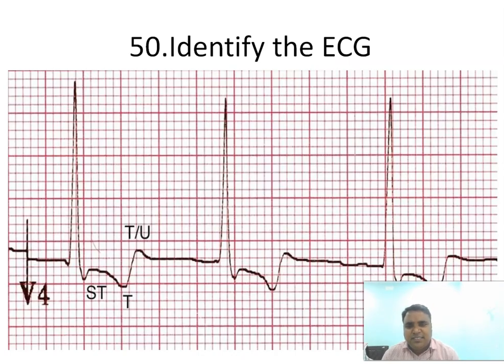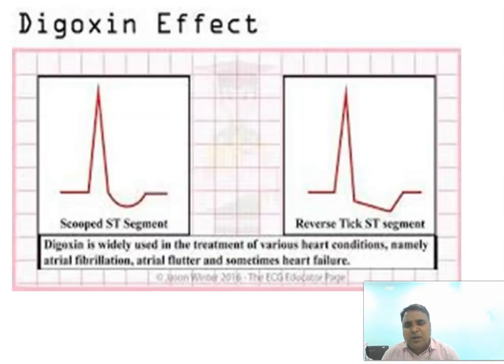Next, identify the ECG. What are we getting in this ECG? Such an ECG can come in our exam and we have to identify which variety of ECG this is. What we are getting is the scooping of the ST segment and the reverse tick sign. This reverse tick sign is classical of digitalis effect. So in digitalis effect, what are we getting? Scooped ST segment and reverse tick ST segment.